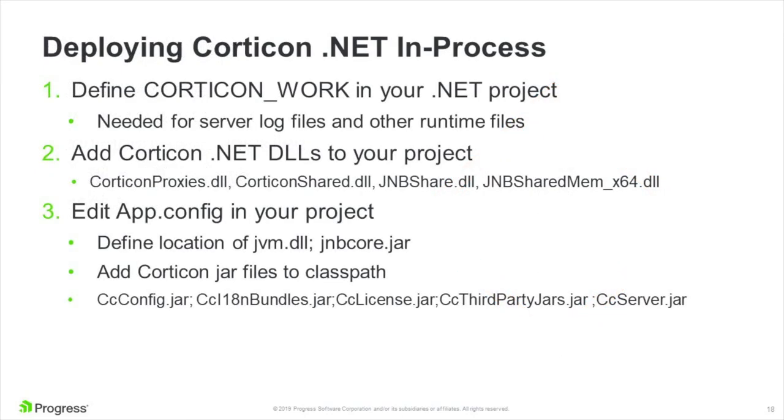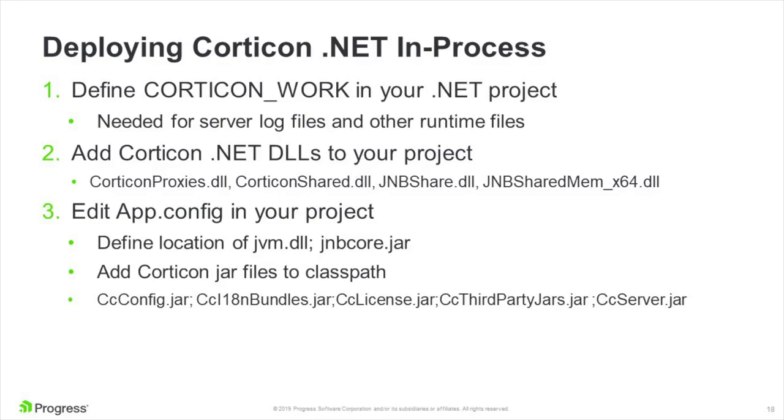So deploying Corticon .NET in process, here are the simple steps that you need to follow. This is what Savasri will show in just a bit. You have to define Corticon work in your .NET project. This tells Corticon where it can write the log files, where other runtime files will need to go. You'll need to provide pointers to the DLLs that come with Corticon to cross the bridge. You'll need to have that information in your project as well. And you'll have to edit your app config to define the location of the Corticon class files themselves. So they're pretty simple changes.